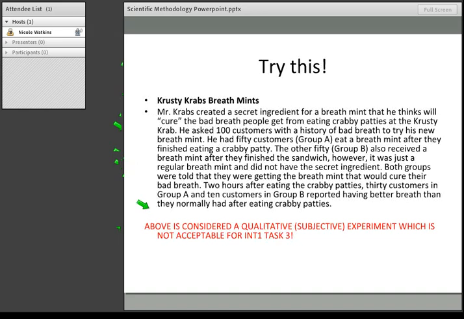So let's try this. I'm going to give you some time to read over this next example, Krusty Krab's breath mints, and I want you to think of the control group, the independent variable, the dependent variable, and what a good conclusion would be, and we'll talk about conclusions more a bit further. So let's read through this.